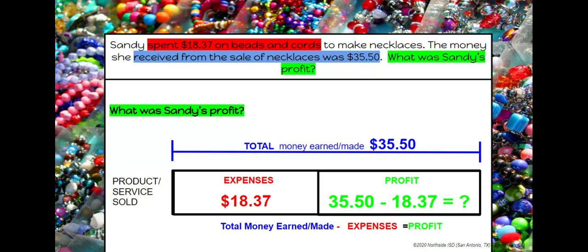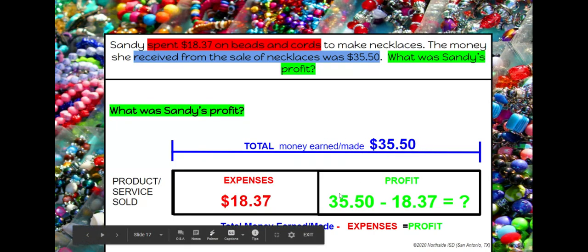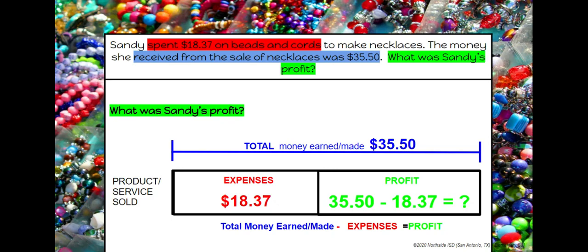In order to figure that out, you have to take the whole, $35.50, and subtract from that the expenses that she spent to make the bracelets. So you're going to take the amount earned, subtract the amount that she spent, and you're going to end up finding the profit. Go ahead and pause this video and solve for your profit.